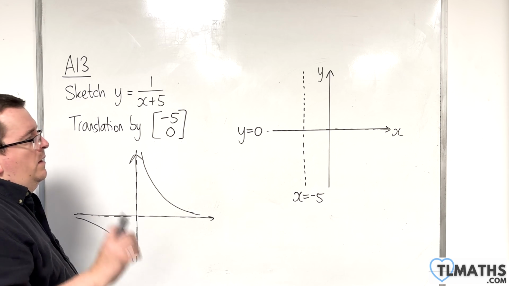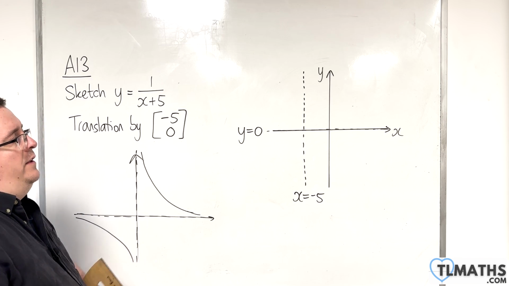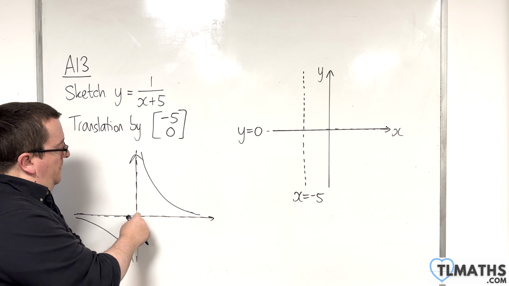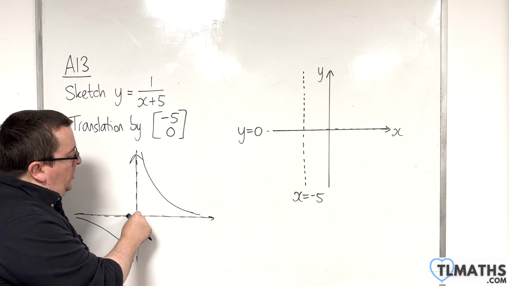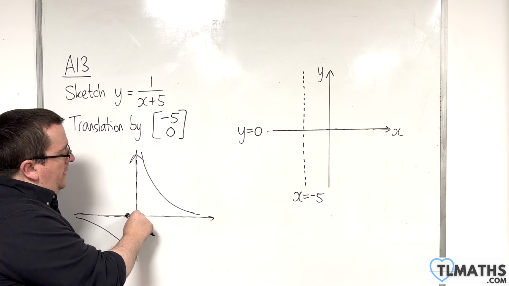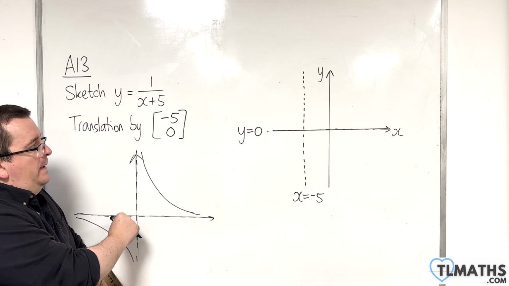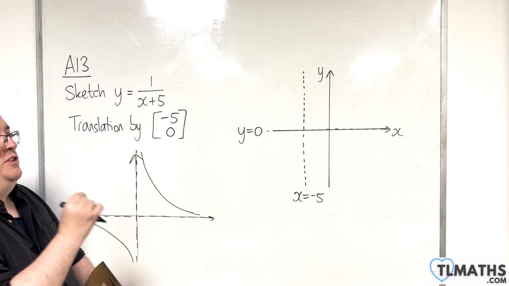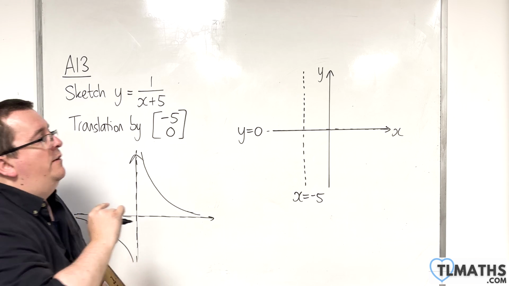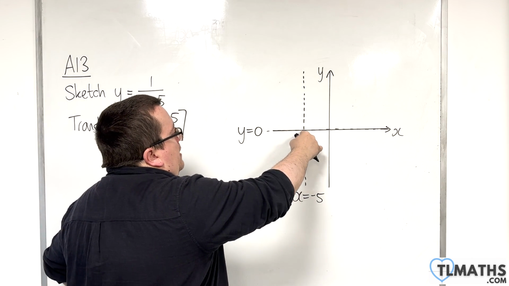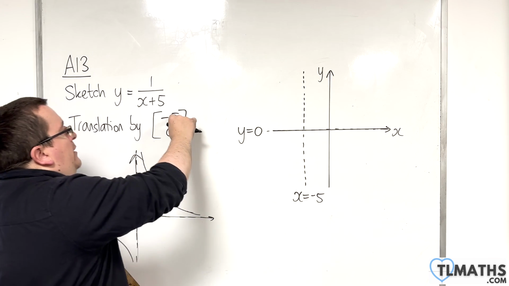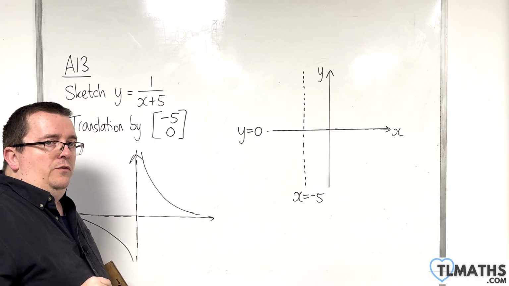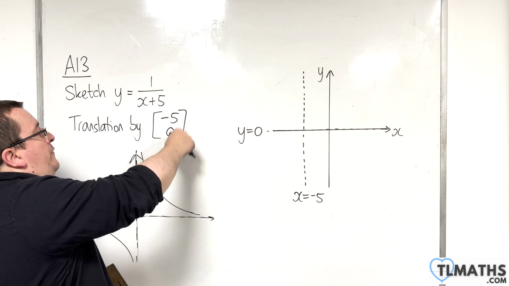So, it's probably worth pointing out here that the point at which the asymptotes cross is at 0, 0. And what happens is that the point where the asymptotes cross for the translated graph is at minus 5, 0. And so actually they follow the points identified by the vector.